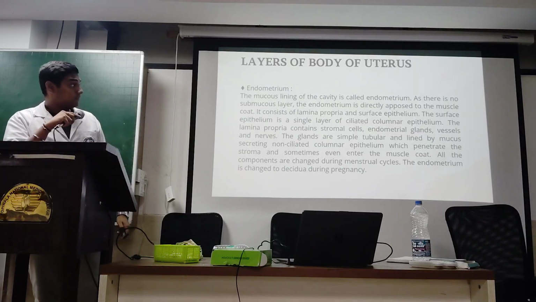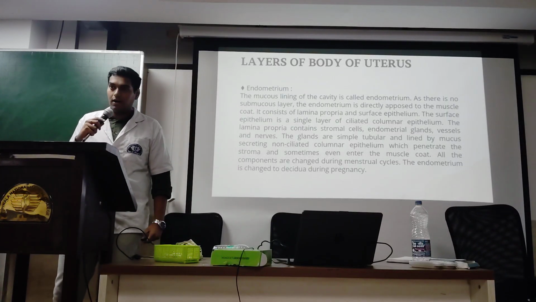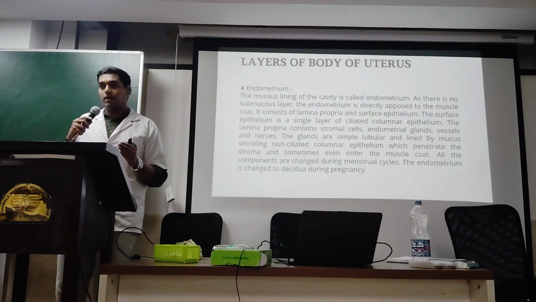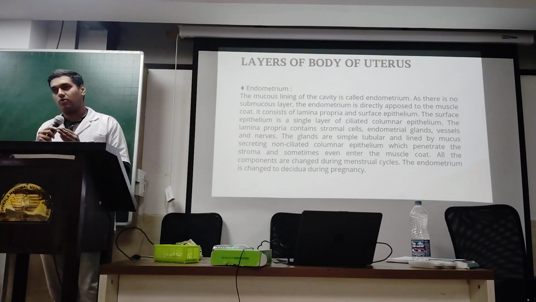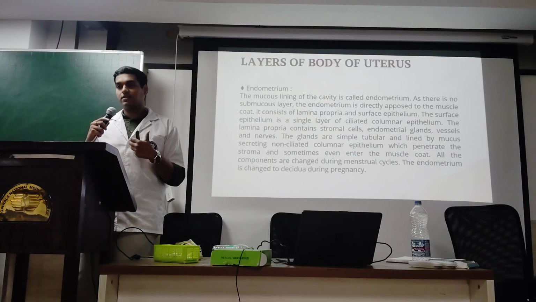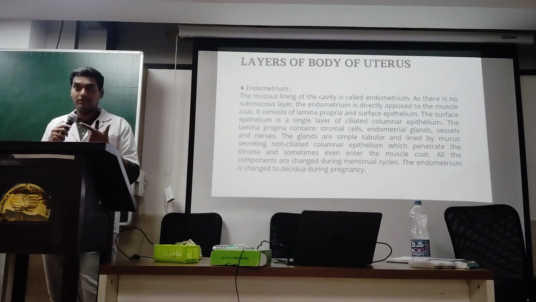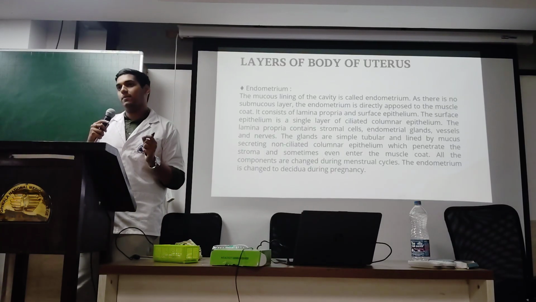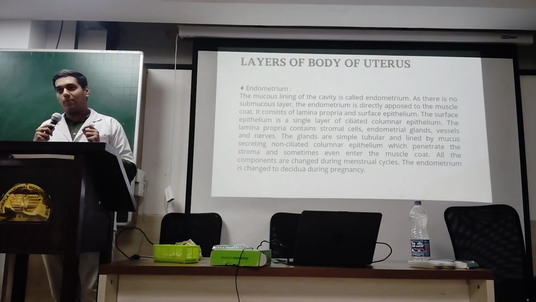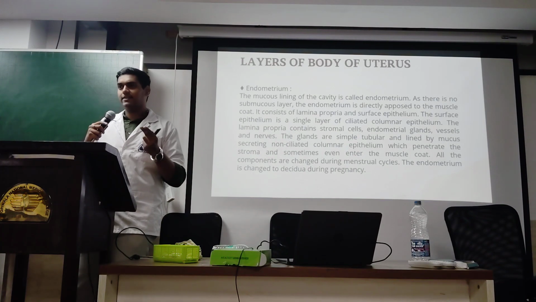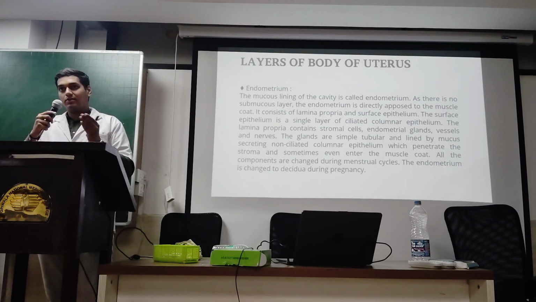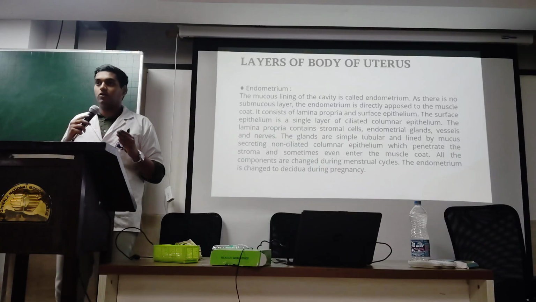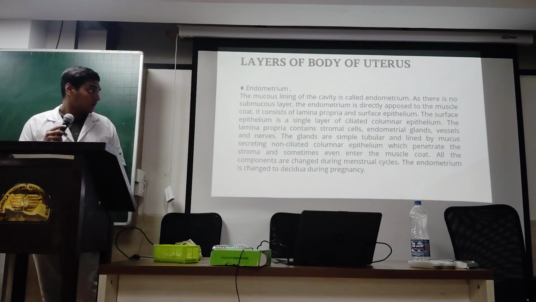Now the third innermost layer is the endometrium. We all know about the endometrium, as there is no submucous layer in the endometrium. The endometrium is opposed to the muscle coat. The endometrium mainly consists of the lamina propria and the surface epithelium. The surface epithelium is made up of a single layer of ciliated columnar epithelium, whereas the lamina propria consists of glands, vessels, and nerves. The glands are tubular and are lined by mucus secreting non-ciliated columnar epithelium.